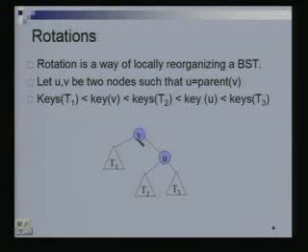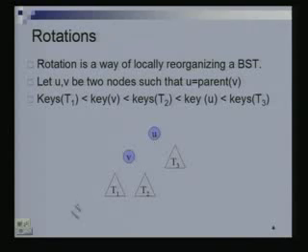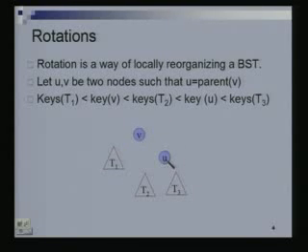So T1 earlier was to the left of V, it remains to the left of V. T3 was to the right of U, if you remember. T3 was to the right of U, T1 was to the left of V, T2 was to the right of V. So T3 remains to the right of U, T1 remains to the left of V, but T2 moves from being to the right of V to the left of U. It's now the left child of U. Everyone follows this, what a rotation is?